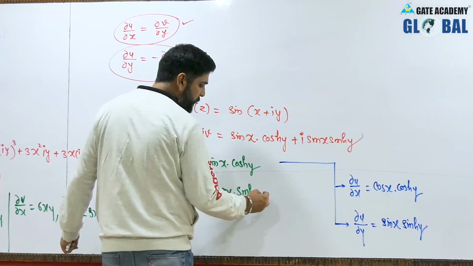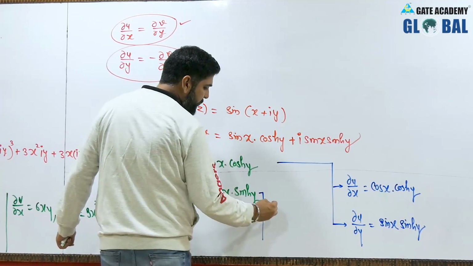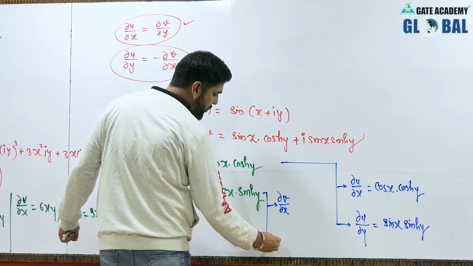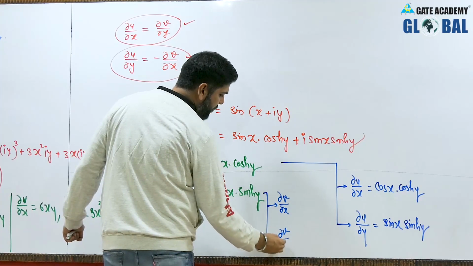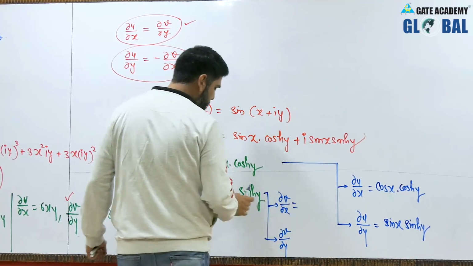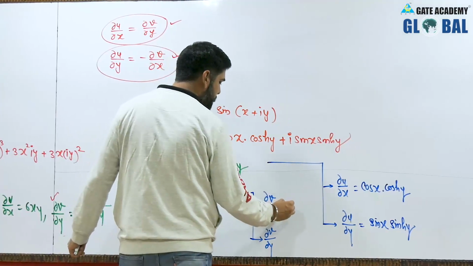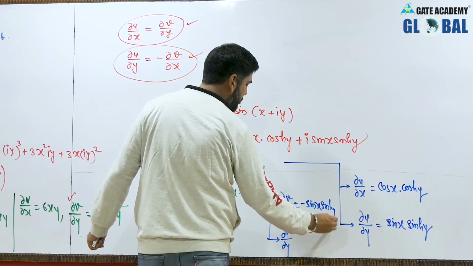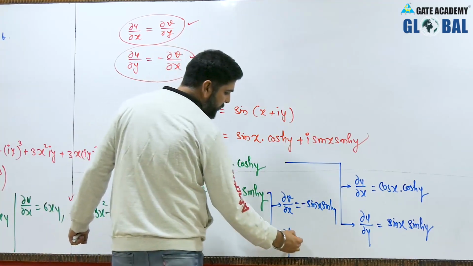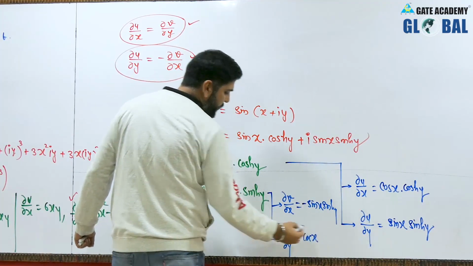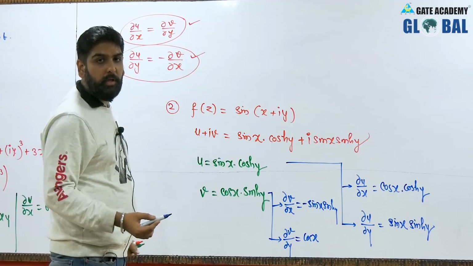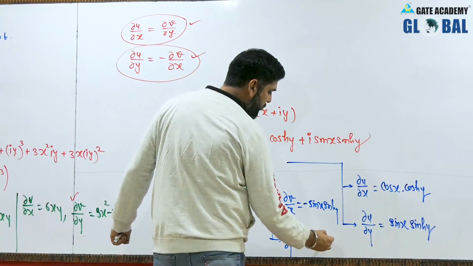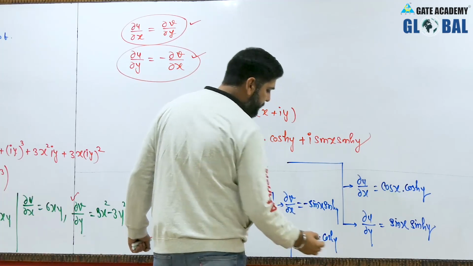Now the differentiation of v, del v by del x and also del v by del y. Firstly, del v by del x with respect to x is minus sin x into sin hyperbolic y, and del v by del y is cos x into the differentiation of sin hyperbolic y, which is, minus cos hyperbolic y? No, it is cos hyperbolic y. Yes, it is cos hyperbolic y.